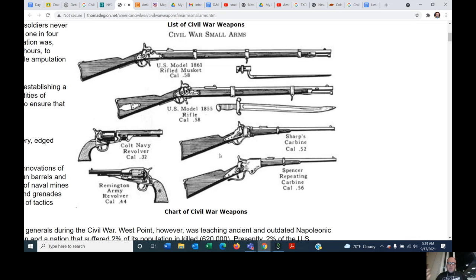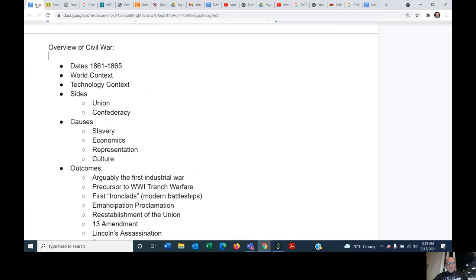Essentially, the warfare at the time, let me go back to my overview. There were three branches of conflict on land. You had infantry, you had cavalry, and you had artillery. These three had been the same since the Revolutionary War, and essentially tactics remained the same throughout the time period as well.